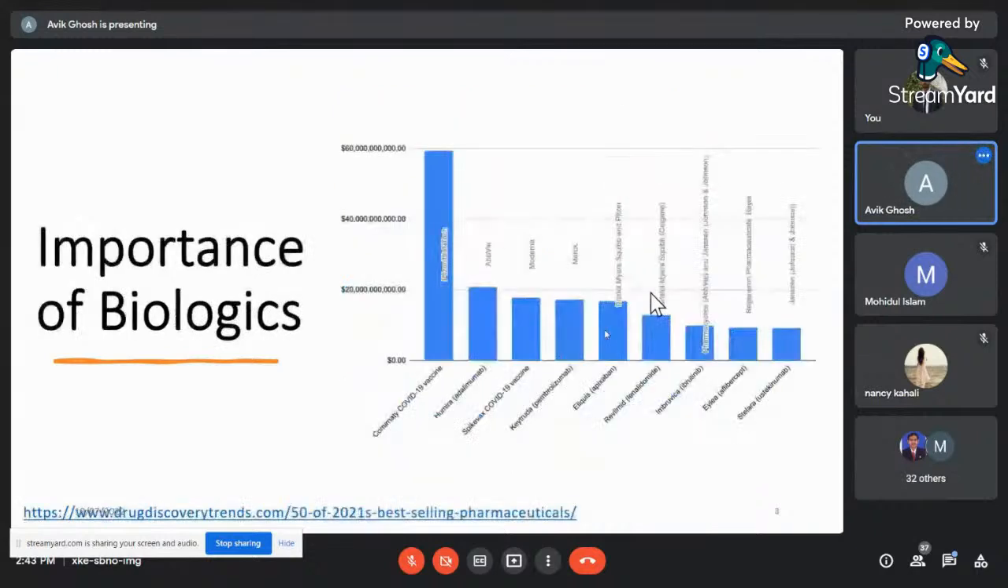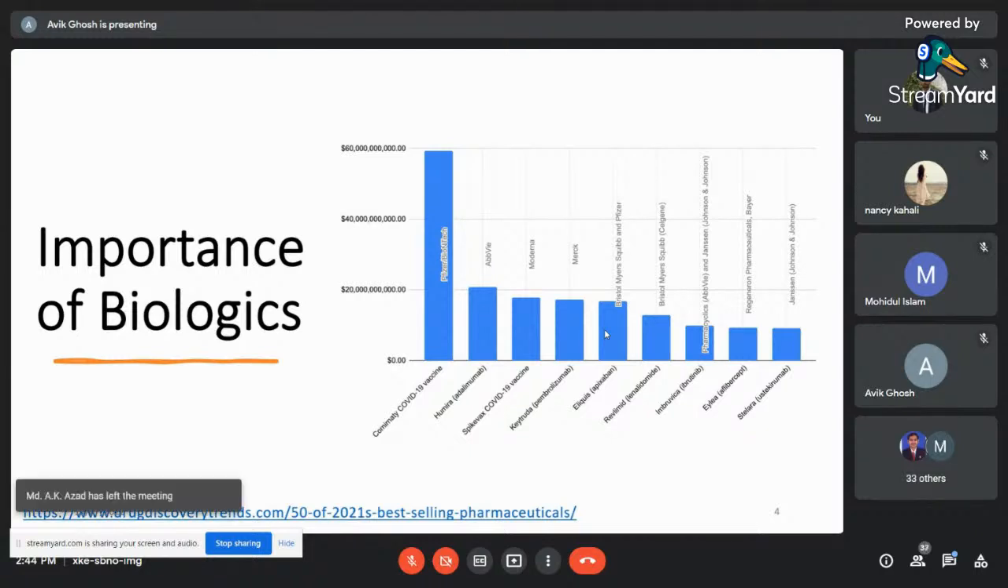If you see this figure here, this depicts the importance of the biologics. And sorry for the sound, just a second. Sorry, I'm back.